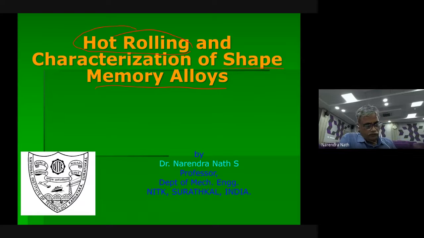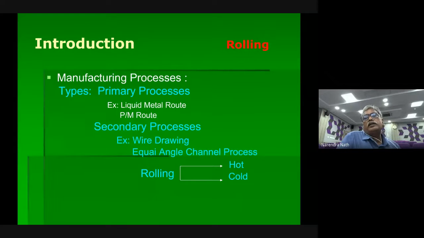And if I am not characterizing this, if I say it is a shape memory alloy, people may not accept that. So for that, you have to go through this procedure. So with this little introduction, I will move on to my talk. And this is the introduction to rolling.